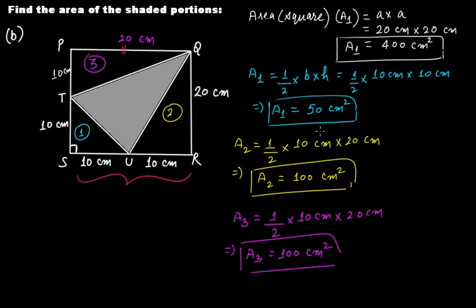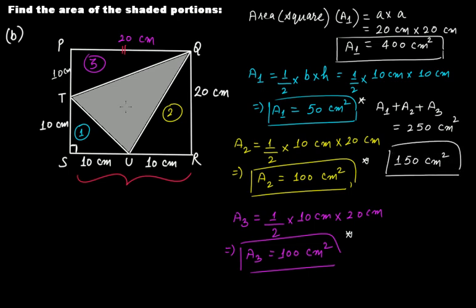Okay. Now A1 plus A2 plus A3. What will be that? A1 plus A2 plus A3 will be 50 plus 100 plus 100, that is 250 centimeter square. Subtract 250 centimeter square from 400 centimeter square and you get 150 centimeter square, and that is the area of this shaded portion.